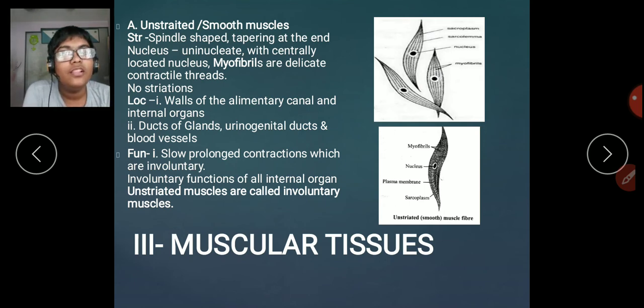By location, it is in the walls of the alimentary canal and the internal organs, in the ducts of glands, urinogenital ducts, and also in the blood vessels. Its function is slow prolonged contractions, which are involuntary. This is also called the involuntary muscle because it is in all the involuntary body parts and makes all the involuntary functions. Therefore it is called the involuntary muscle.